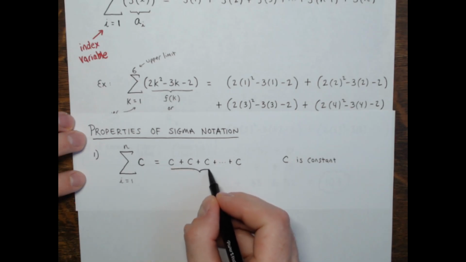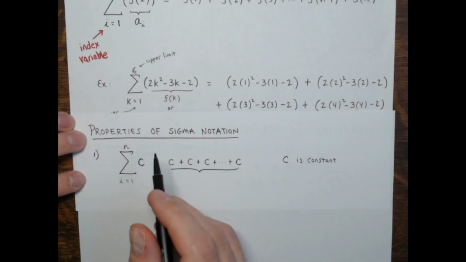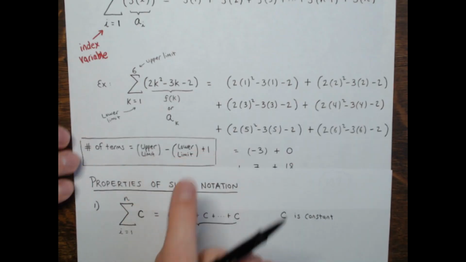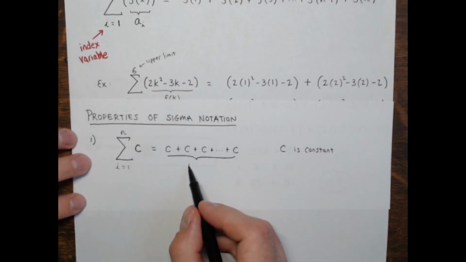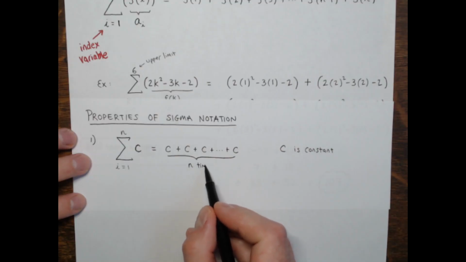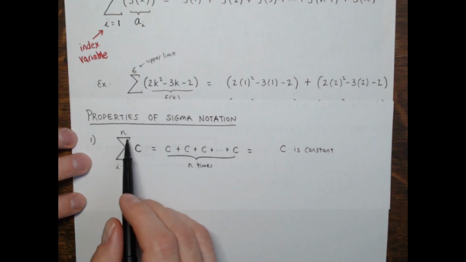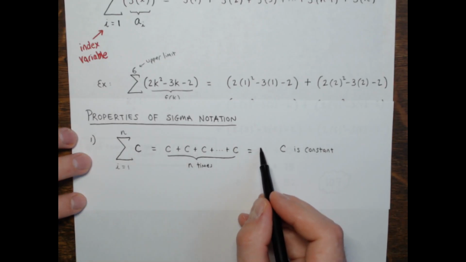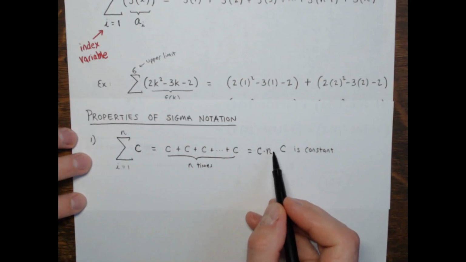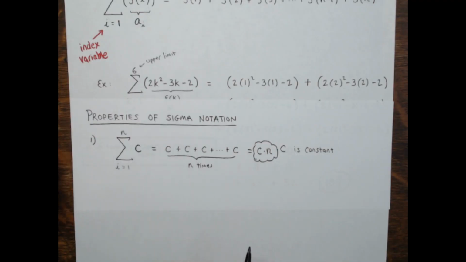And I told you this number of terms would be n minus 1 plus 1, right? Upper limit minus lower limit plus 1 is how many things you're adding. So you have n terms of C. So the sum from 1 to n of just a constant is that constant times n. All right, so I'll bubble that in.